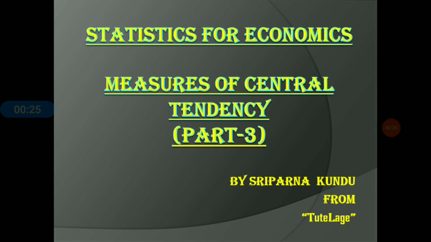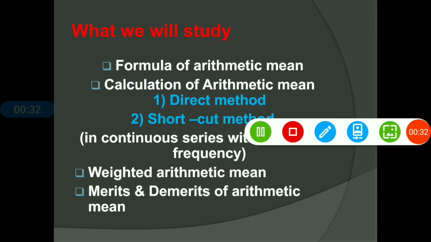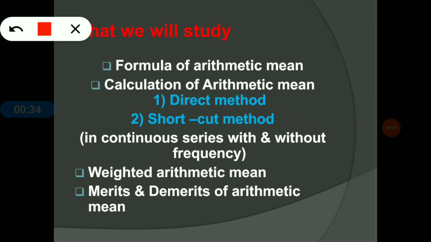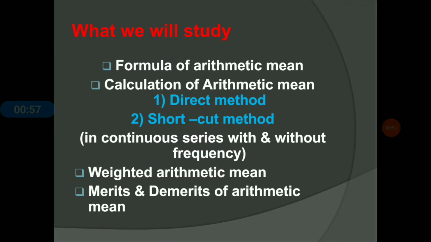So learner, let's begin the session and move on to the next slide, where we can see today's topic for discussion. The first one is again the formula of the arithmetic mean. The second one is the calculation process of arithmetic mean by the direct and shortcut method, but in continuous series. The third part is the weighted arithmetic mean, and last but not the least, the merits and demerits of the arithmetic mean. So learner, let's start the session and move on to the next slide.